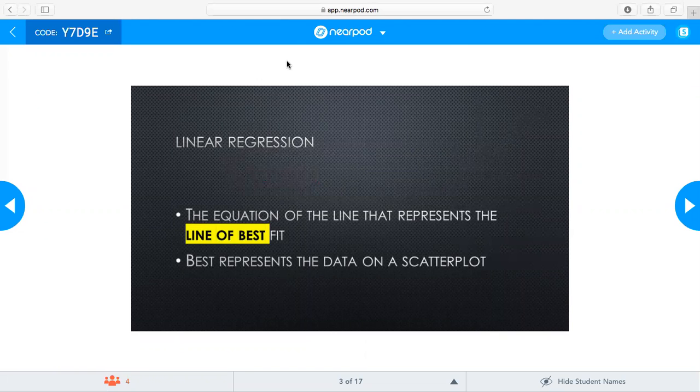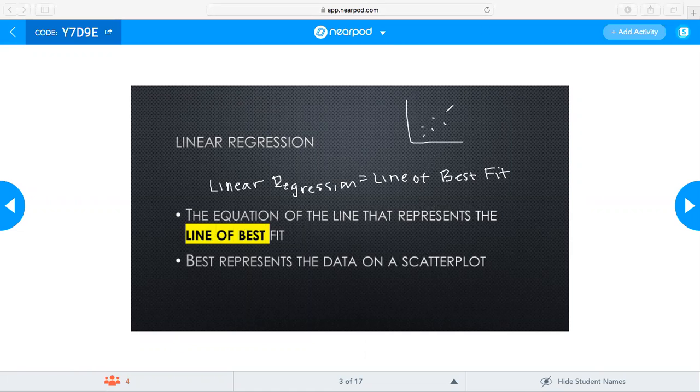So if I was to write a definition of linear regression, it's the equation of the line that represents the line of best fit. If I was writing notes, I would say linear regression equals line of best fit. That's how I would write my notes. And then I would draw a little scatter plot so I know what it's talking about with the line.